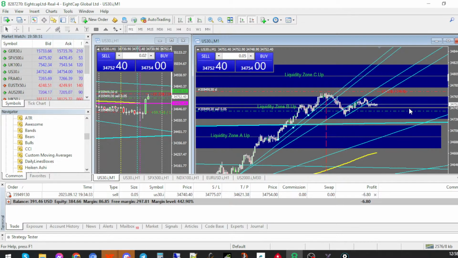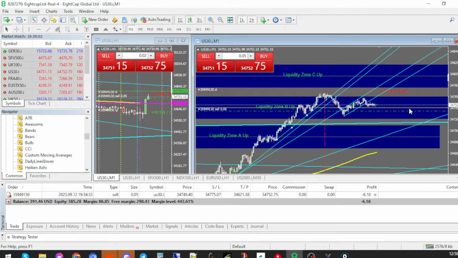So whenever price gets to one of these zones, then I look at maybe things like support and resistance. Then I look at things like the Elliott wave theory. Then I look at all the different types of methods. I start looking at them when price gets to these zones.